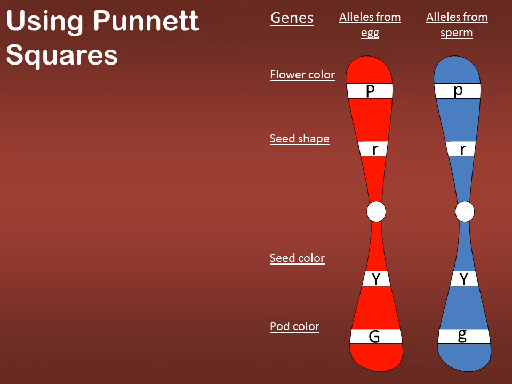Before we can start using Punnett squares to determine the outcomes of a mating event, we must first understand dominant and recessive alleles. Now, what we see here are a pair of homologous chromosomes in a diploid individual and a number of genes that occur on these chromosomes.